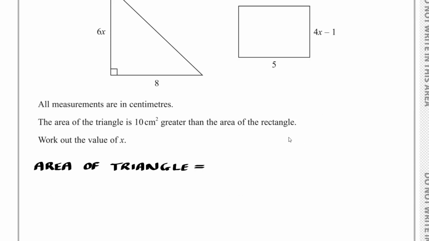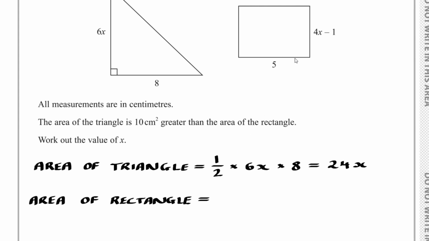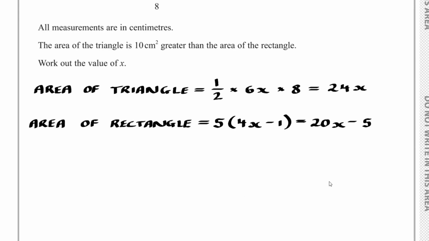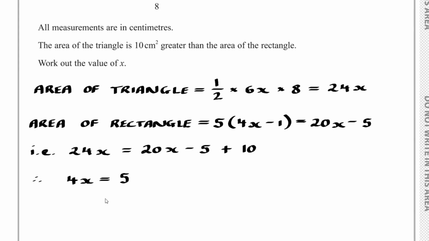The area of the triangle, we've got a half times the 6x times the 8, which is 24x. And for the rectangle, the area is given by 5 multiplied by the 4x subtract 1. 5 times 4x is 20x, 5 times negative 1 is negative 5. So, we've got the area of the triangle, 24x, that's equal to the area of the rectangle, 20x subtract 5, plus the 10. And if I simplify this, you will find 4x to equal 5, which means x is equal to 5 over 4.